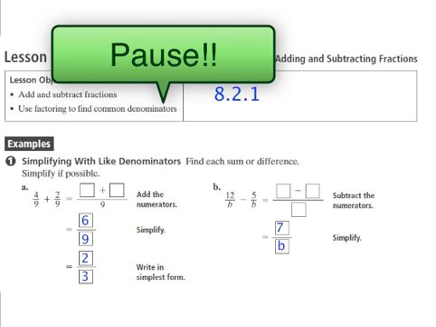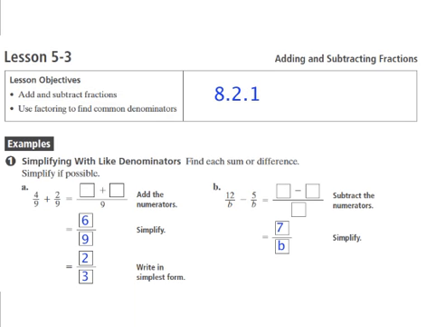Pause the video at this time if you need more time to complete the problems. Also, don't forget to write a question to discuss in class.